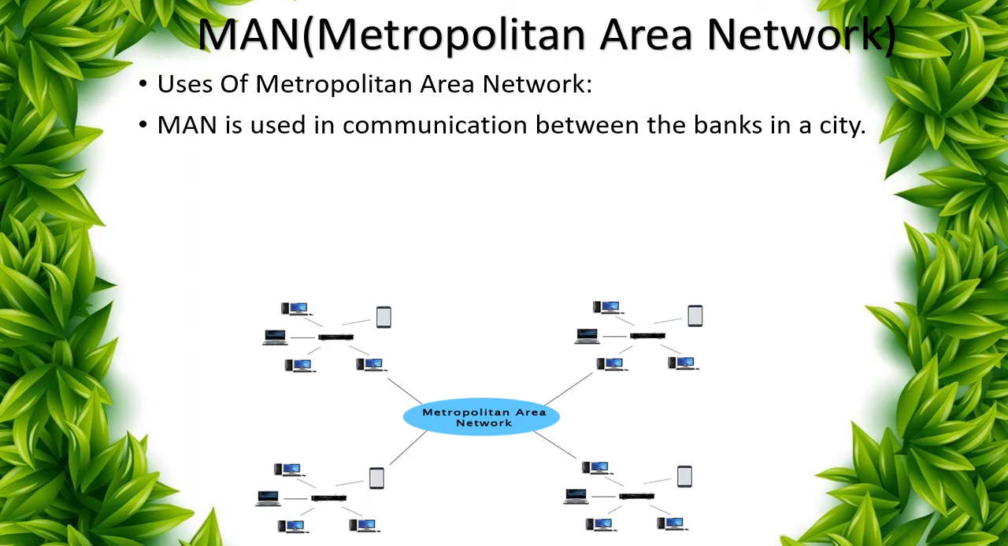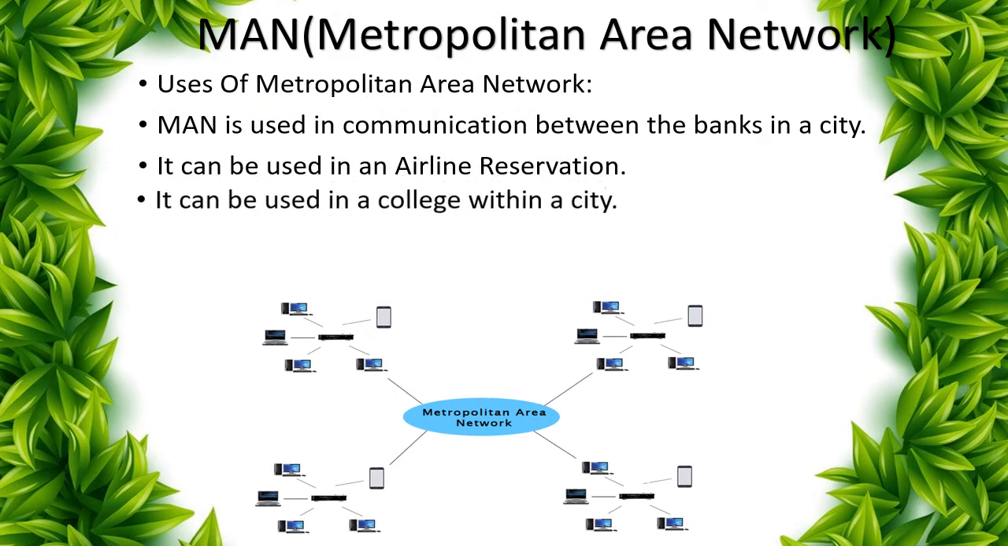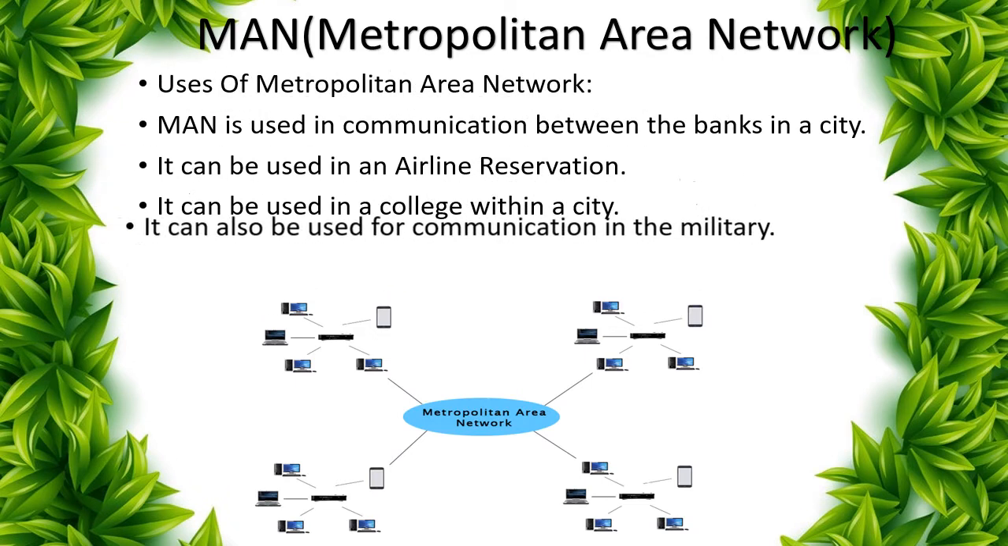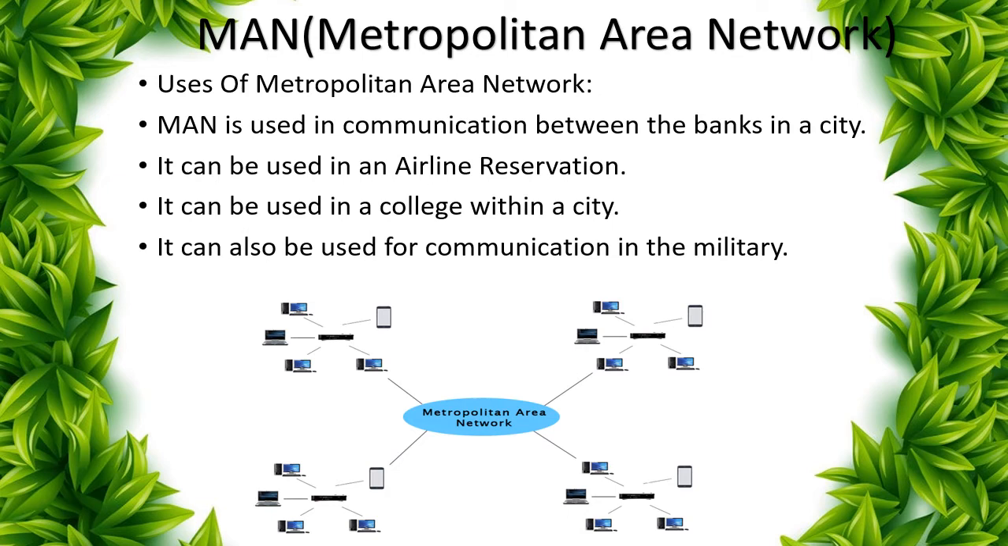It's used for communication between various banks in a city. For example, a bank may have many branches in a particular city, right? Within themselves they want to connect, so they can use the metropolitan area network. Colleges within the cities and every connection possible within the city you can do that.